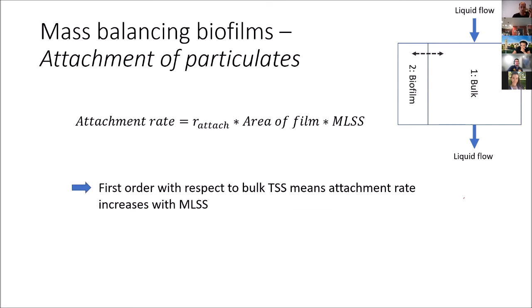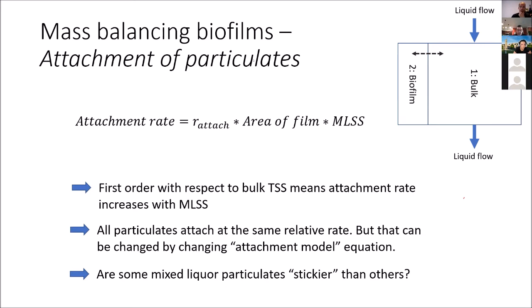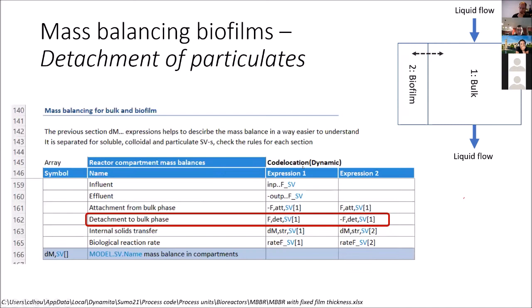The consequences of this: we have a first order attachment rate with respect to bulk TSS. What does this mean? It means that attachment increases with MLSS. It also means that all particulates attach at the same relative rate. So it does not assume that some of your particles in the mixed liquor, or maybe coming from the influent, are stickier than others, although you could change that. It is an open source model that we're working with, so you could make that change if you were so inclined. Okay, I'll move on to detachment, Leon, because that was a great segue that you gave me, actually.